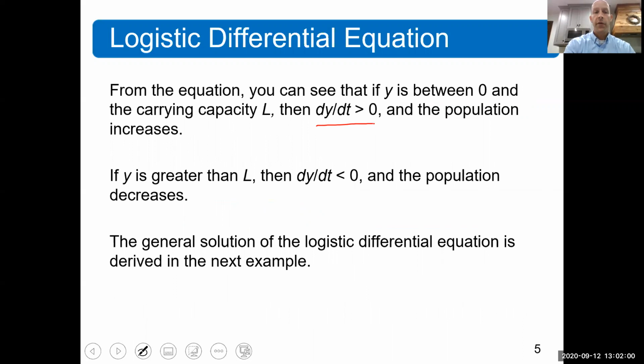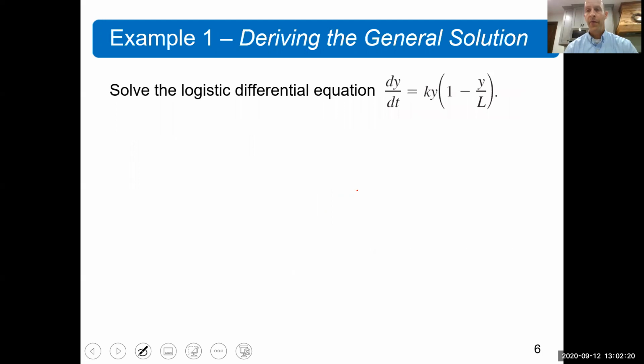And of course, if for some reason you had more population than the carrying capacity, then obviously the growth is going to be negative. In other words, it's going to pull it down. The general solution for the differential equation is going to be derived in the next example. This is going to take me some time, but I'm going to walk you through it because I want you to get an appreciation for solving this, and I want you to see that the equation we're going to use didn't just fall out of the sky. So let's go ahead and get started.